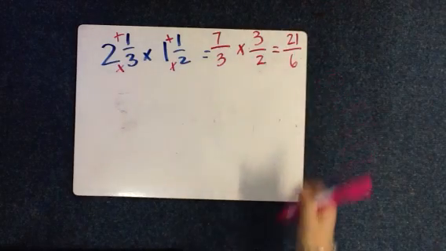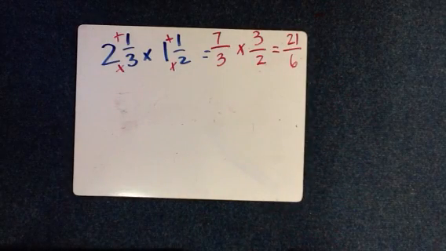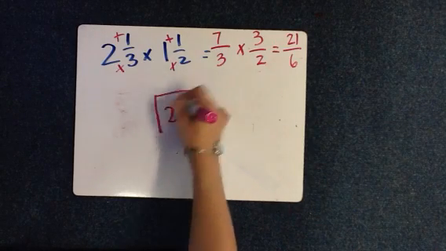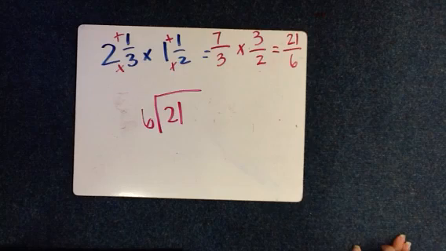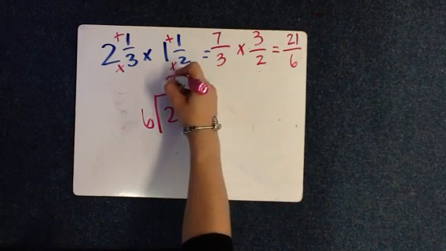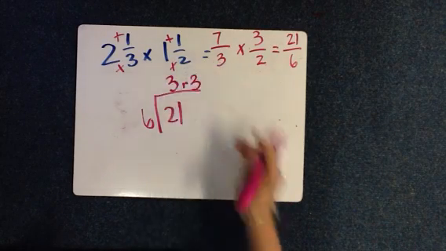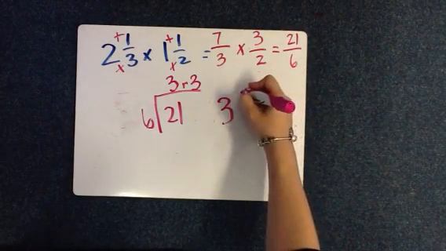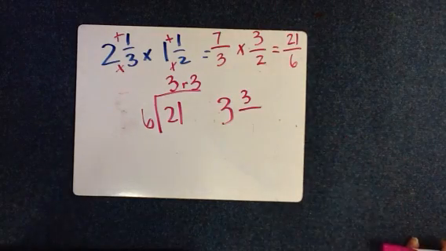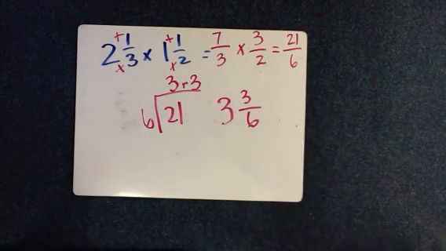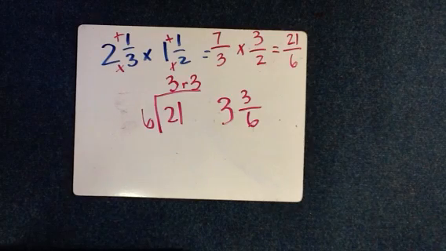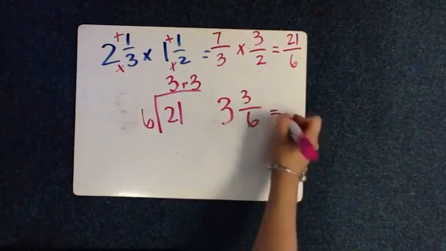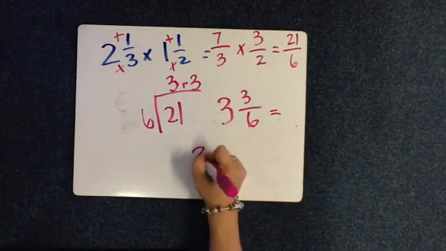Okay, now we need to convert 21 over 6 into a mixed number, and we do that by dividing the numerator by the denominator. So 21 divided by 6. So 6 goes into 21 3 times with remainder of 3. Okay, so the 3 becomes our whole number. The remainder 3 becomes our new numerator, and our denominator of 6 stays the same. Now if we look at 3 and 3/6, we know that 3 is half of 6, so really, if we're going to simplify our fraction, 3 and 3/6 is the same as 3 and 1/2.